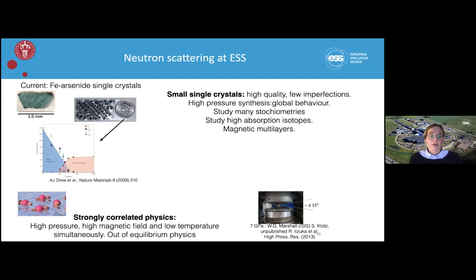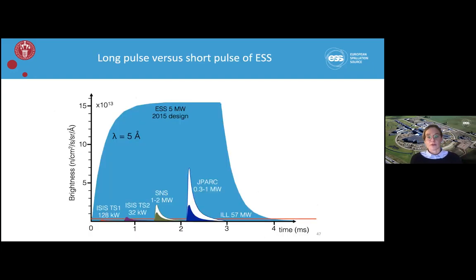Beyond that, we would like to do out of equilibrium physics. We would like to see if we perturb a state, how does it fluctuate, or how does it come back to its natural state? So of course, this probably has also been shown, but I think it's very useful. We will try and use the 5 megawatt long pulse nature of the ESS in comparison to the short pulse nature of the other facilities, to extract as much flux as possible, thus allowing us to look at smaller samples, look at different systems.